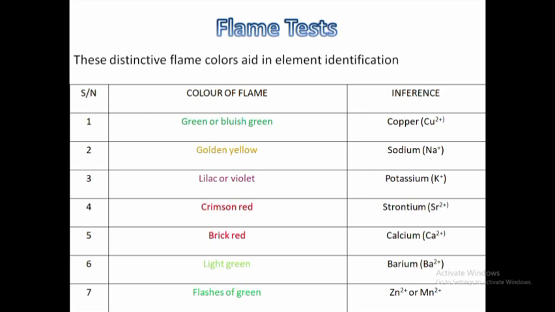Sodium has golden yellow, potassium emits violet color flame, strontium crimson red, calcium brick red, barium light green, copper bluish green or blue colored flame, zinc gives a flash of green, and so on. So each one has its own characteristic color.